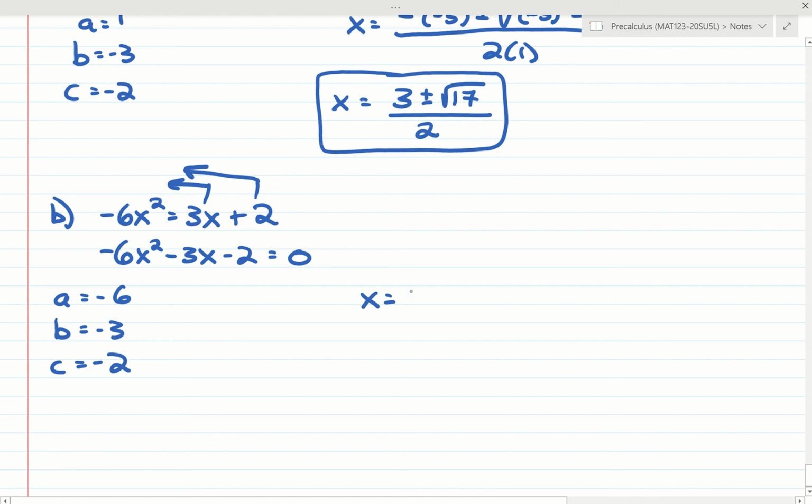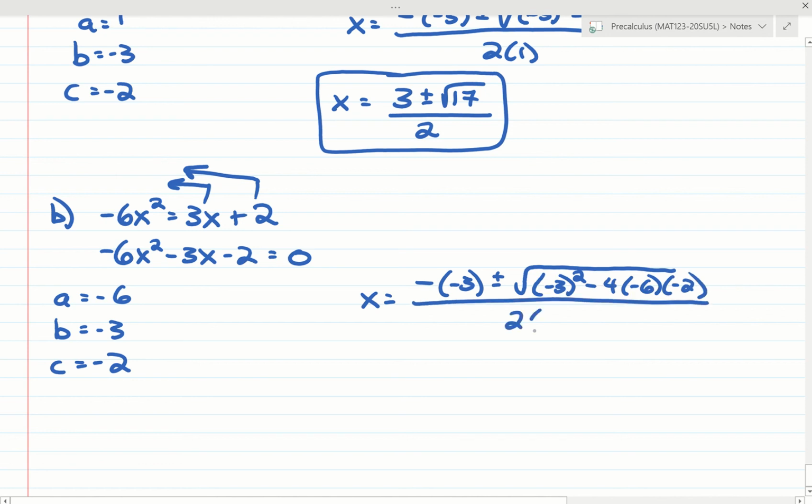So using our quadratic formula, we're going to take the opposite of b, plus or minus the square root of b squared minus 4ac, all divided by 2a. There's a lot of negatives, so just be careful. We get 3 plus or minus the square root, and it's going to be negative 3 squared minus 4 times negative 6 times negative 2. And that comes out to be negative 39 over negative 12.